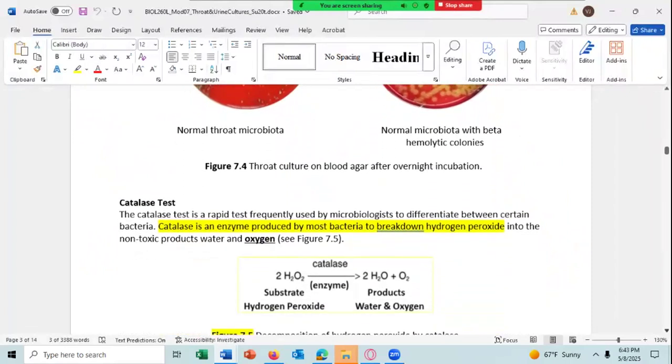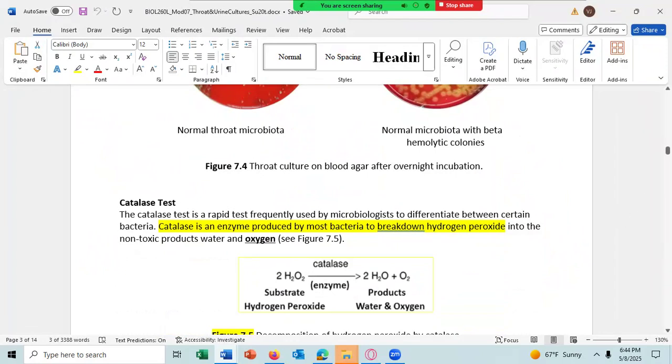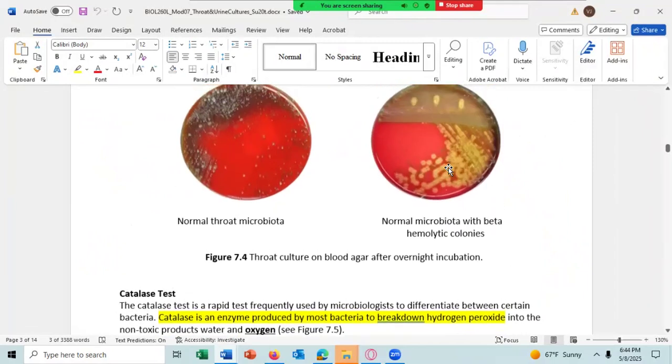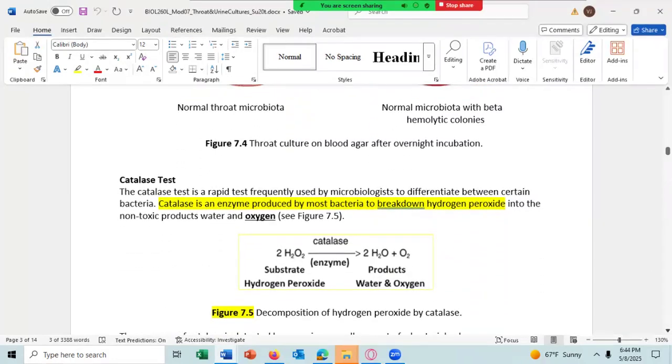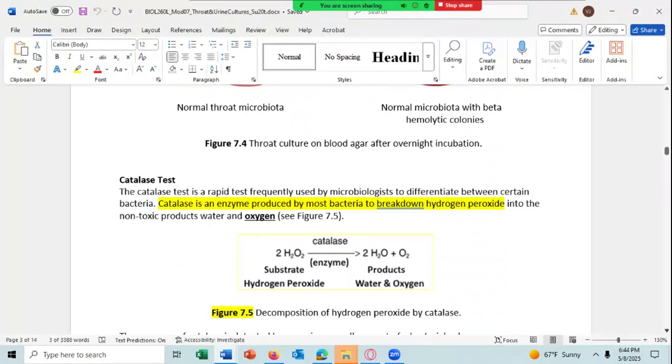All right, there are two tests that are needed to differentiate between beta hemolytic bacteria and Streptococcus pyogenes. So not all beta hemolytic colonies on a blood agar are caused by Streptococcus pyogenes. There are other beta hemolytic bacteria, including other beta hemolytic Streptococcus. But there are only two tests you need to show that the beta hemolysis is caused by Streptococcus pyogenes.